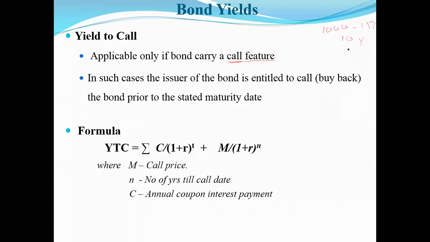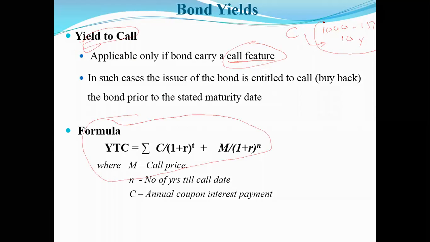Now, if this bond that she has purchased has an option to be called back, which means it has a call feature, anytime during these 10 years the company might recall the bond from Rashmi. In such case, when Rashmi is going to surrender this particular bond back to the company, what is the yield that she is going to get? Or how should she calculate her yield? If this concept is asked, this is the formula that we have to use. So this is called the yield to call formula.